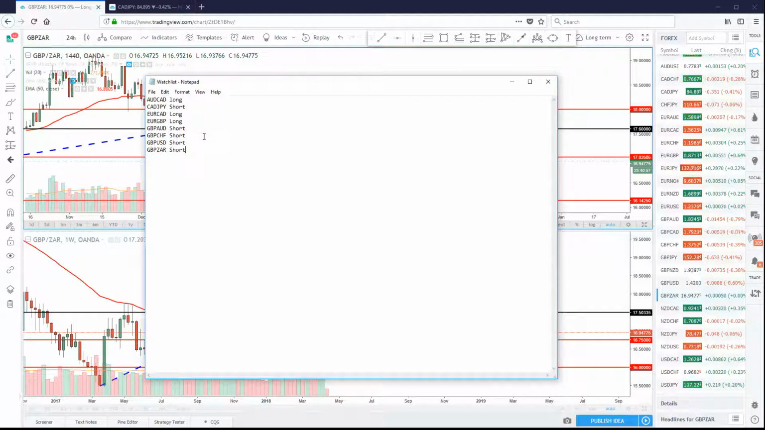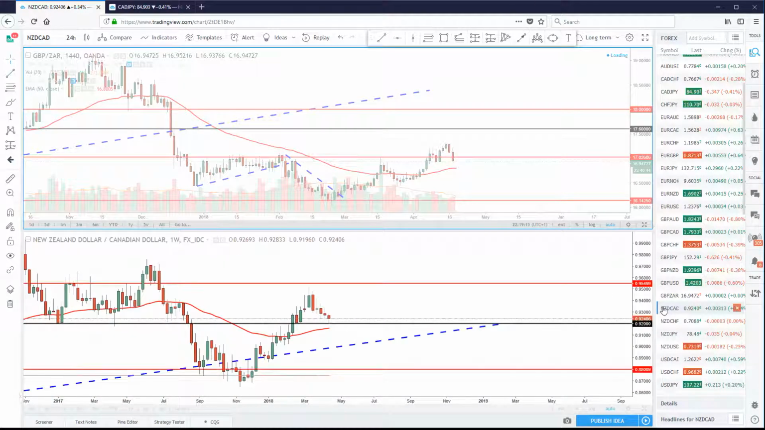So I'm going to carry on doing the rest of it now on the video, and I'll go through what I'm looking for just as a very first pointer to see what I like out of all the trades. There might not be any more, but at the same time I just want to show you exactly what I do. So next one is Kiwi CAD.